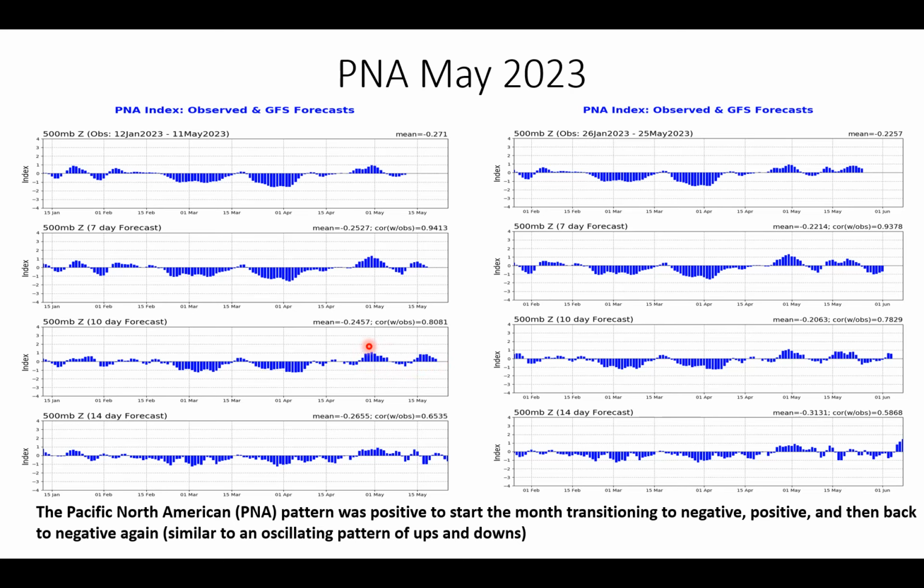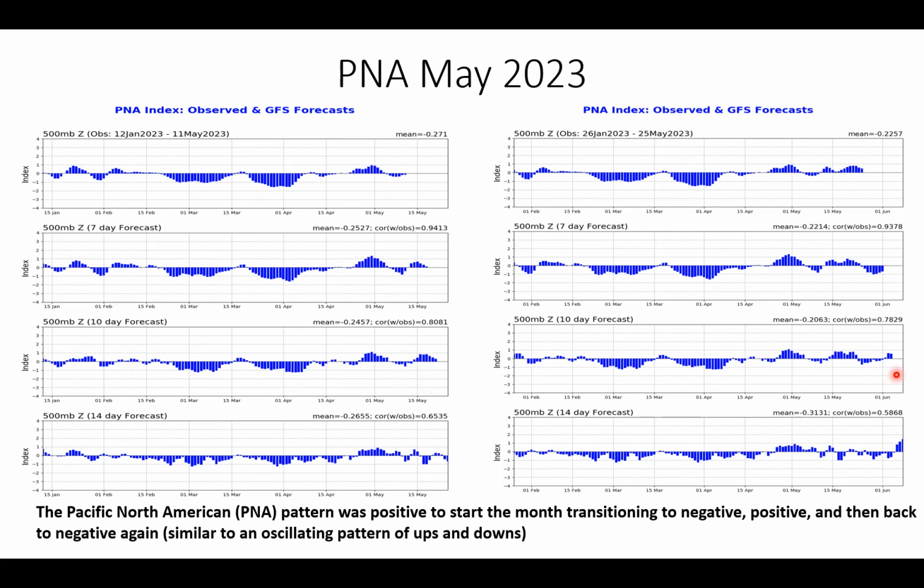Whenever you see these little bars moving above into positive territory, above the zero neutral line, that generally indicates we have upper level ridging across the western portions of the U.S. Whenever you see the tendency going negative, like you see here, that generally indicates troughing. Negative PNA is troughing across the western U.S. and ridging in the east.